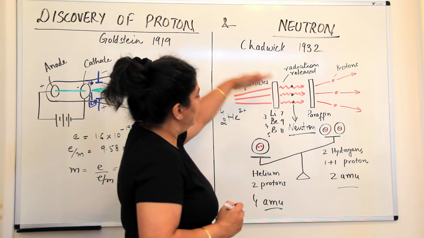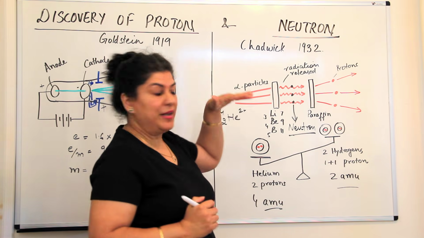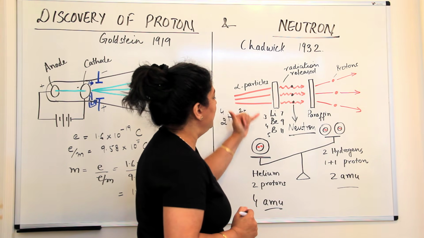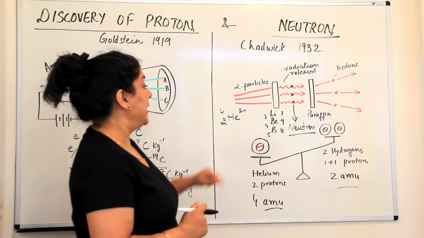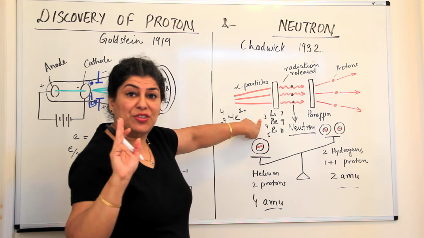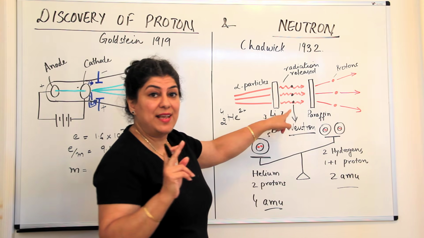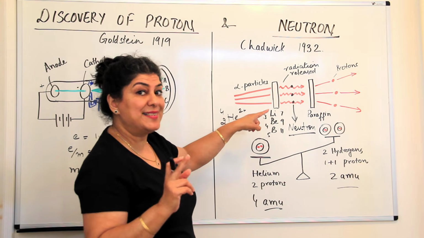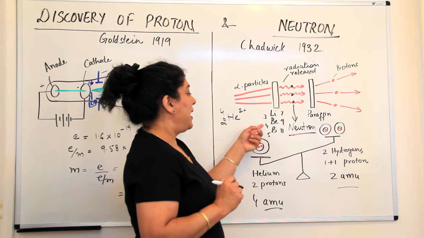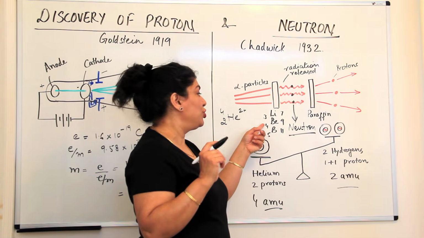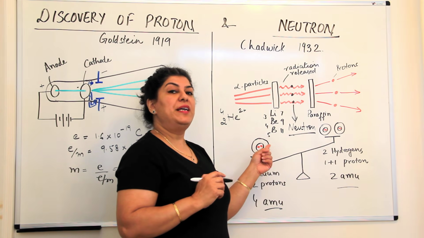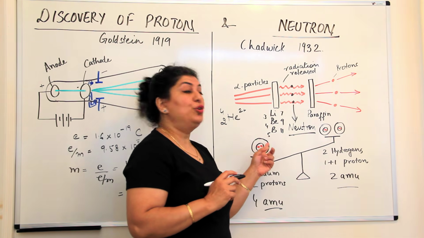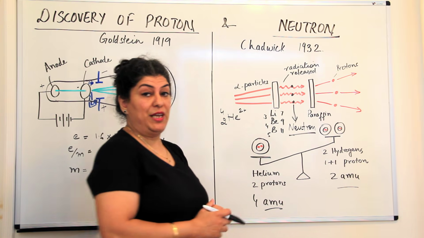So he bombarded the alpha particles, the alpha rays, over these 3 elements: lithium, beryllium and boron. He knew that lithium has only 3 protons, but it has a mass of 7 AMU. Beryllium has only 4 protons, so it should weigh 4 AMU, but it weighs 9 AMU. Boron similarly has 5 protons, should weigh 5 AMU, but weighs 11 AMU.